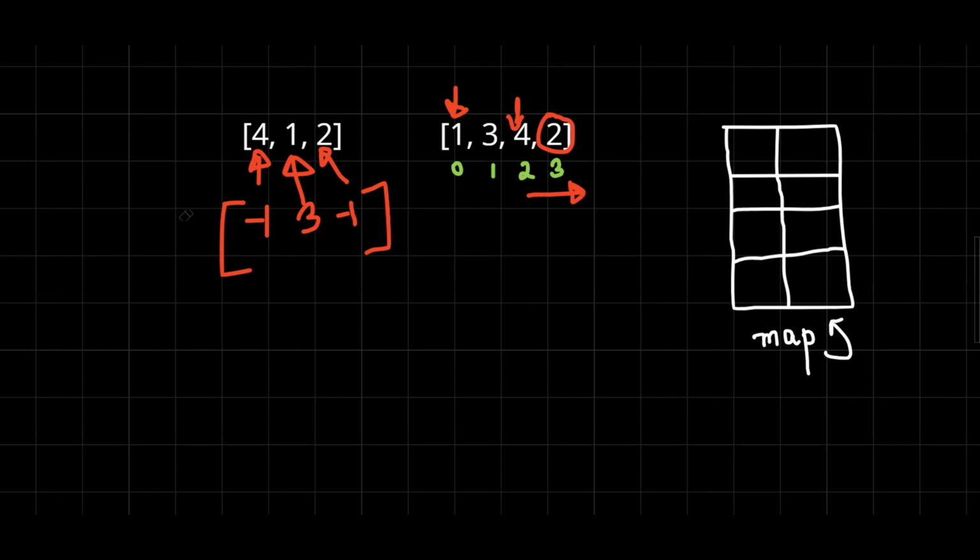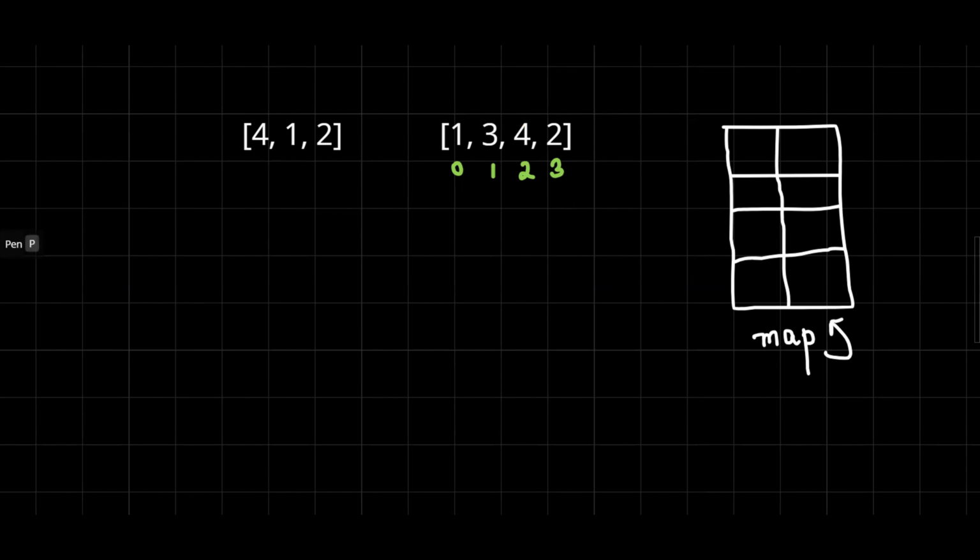I hope you understood the problem statement. Now let's move on to the algorithm. Now, the basic intuition behind this algorithm is, if in any problem we have to check where an element appears.